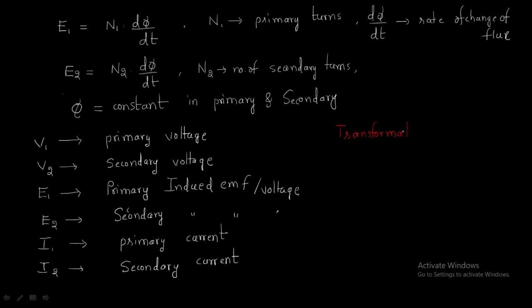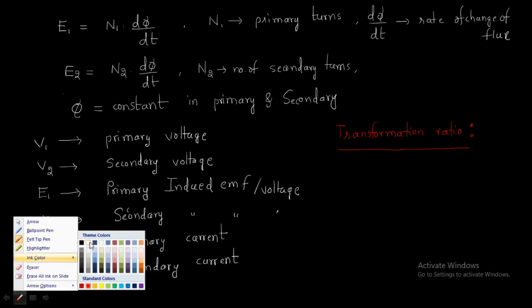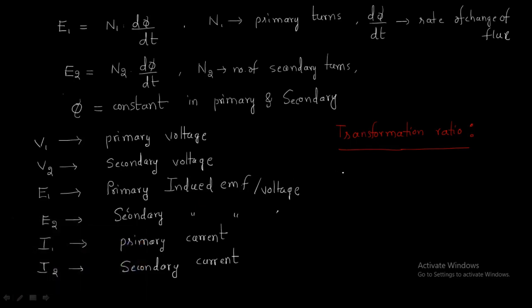This transformation ratio will give the relation between all these parameters of the transformer. The relation is V2 by V1 equal to E2 by E1 equal to I1 by I2 equals to K. This is called the transformation ratio, or transformation constant.